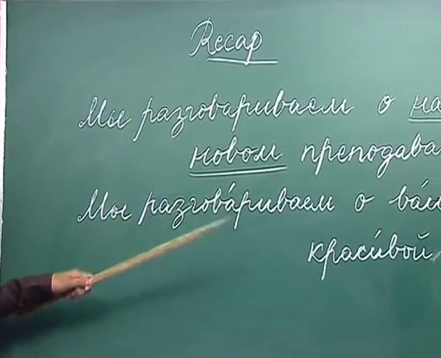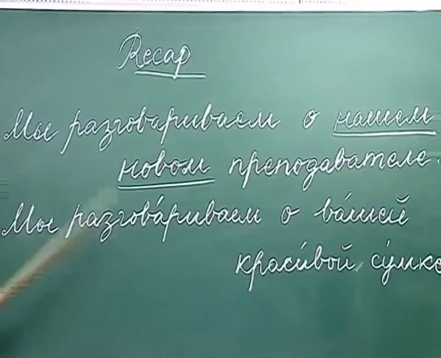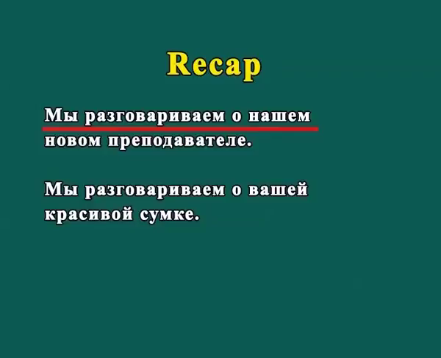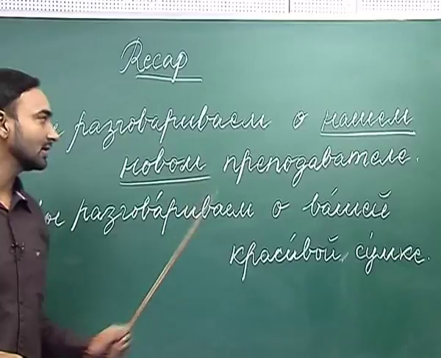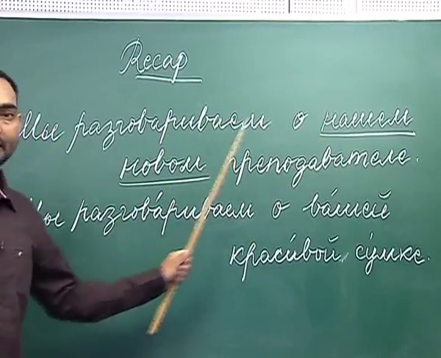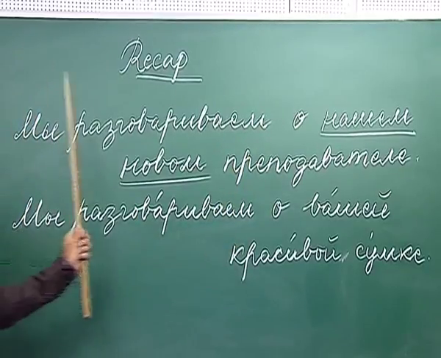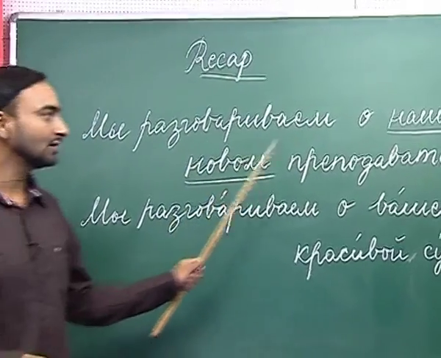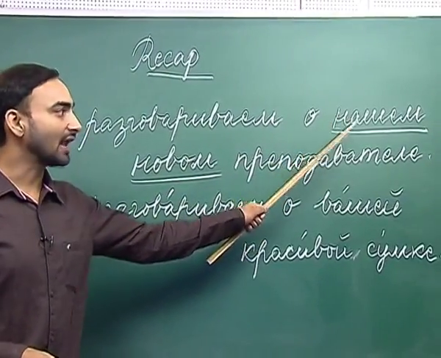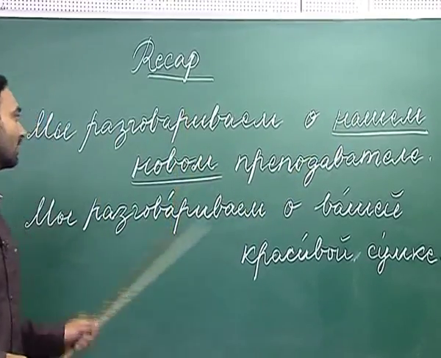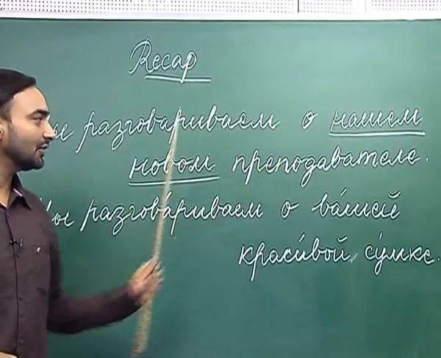I have written two sentences here. Let us discuss them one by one. The first sentence: Мы разговариваем о нашем новом преподавателе. Новом you already know, new. Преподаватель is teacher. Нашем is ours. Разговаривать, to talk. So, we are talking about our new teacher.